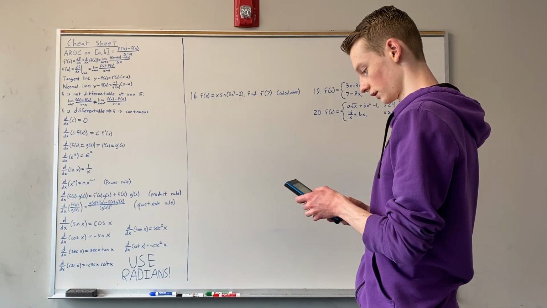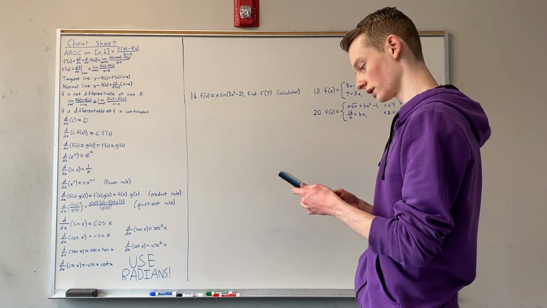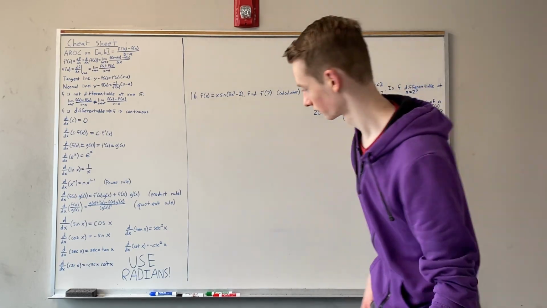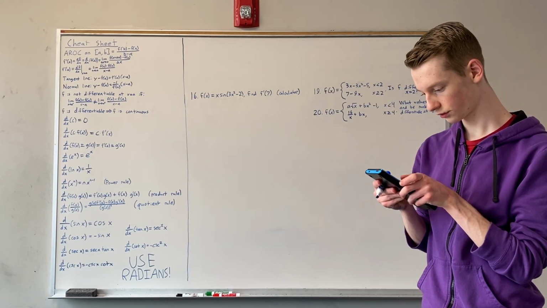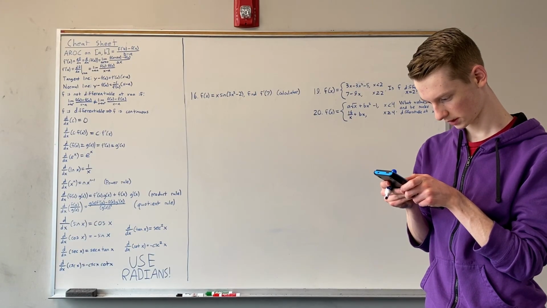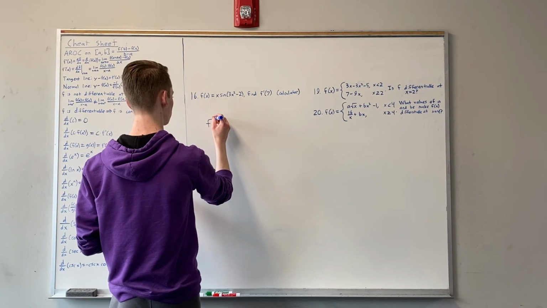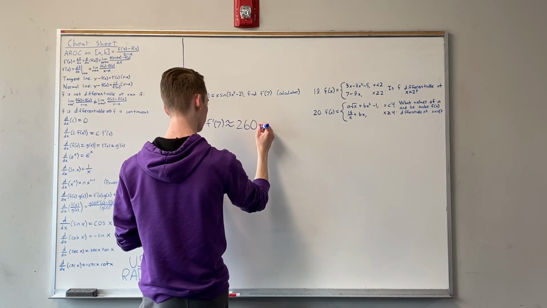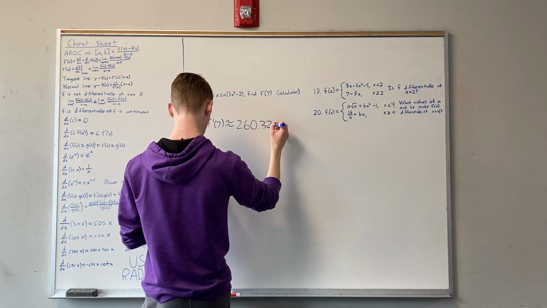When I press enter, I get a nasty number. When I press control enter, I get like 260.32-ish. And you're always going to want 3 digits. You can truncate or round. I'll just truncate here. So my calculator says f prime of 7 is about 260.323.